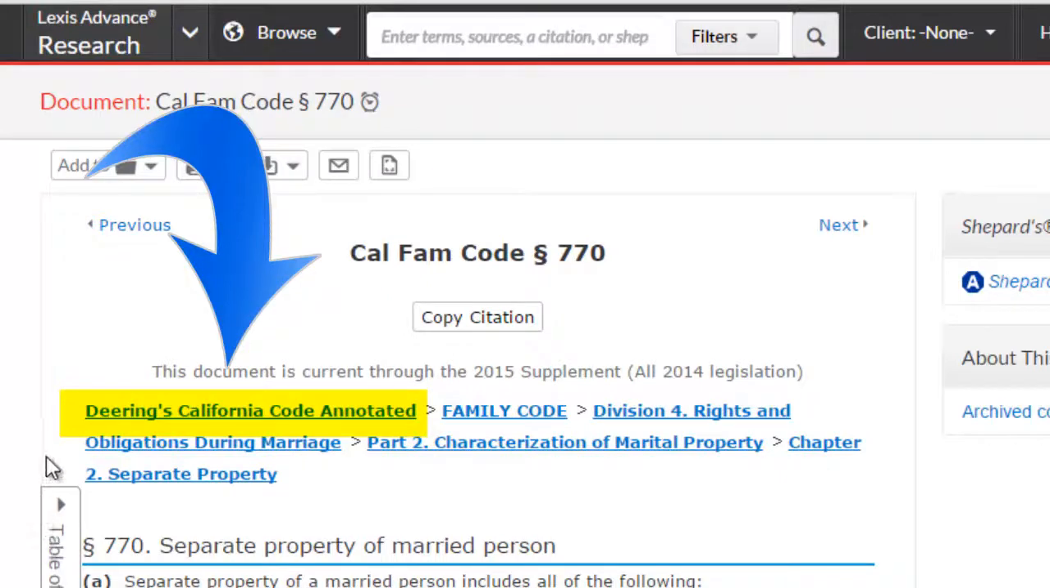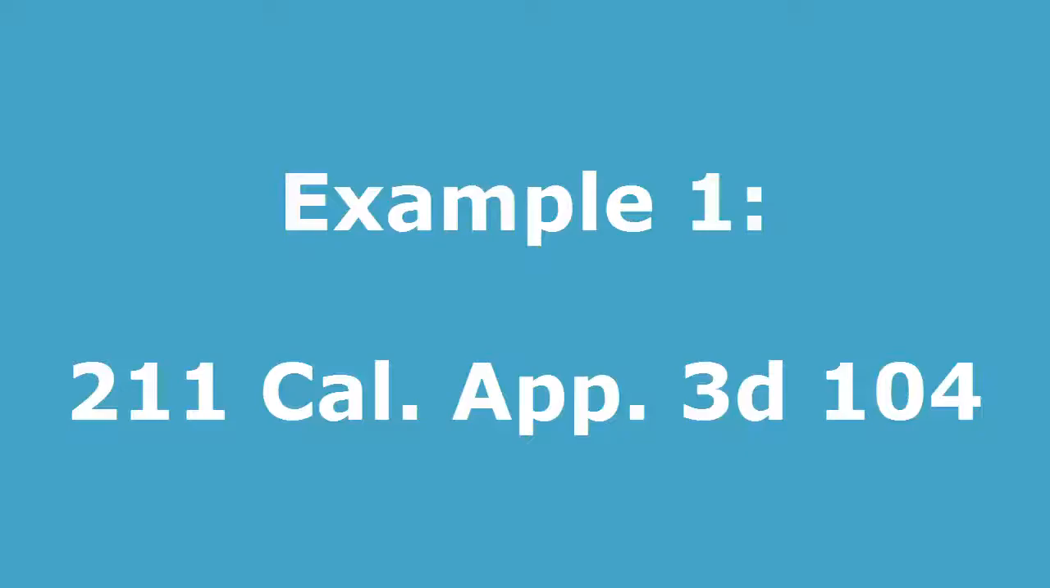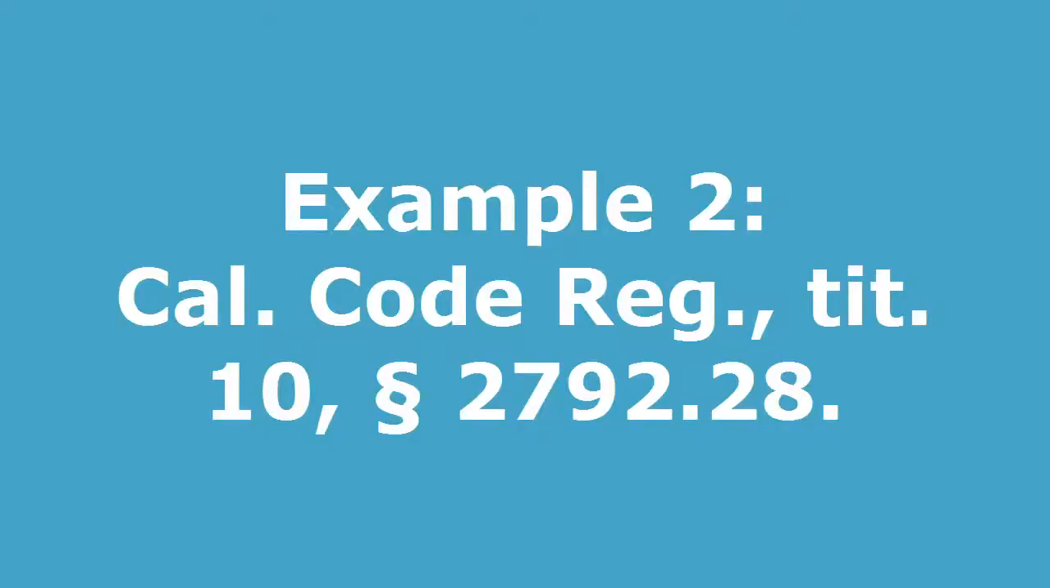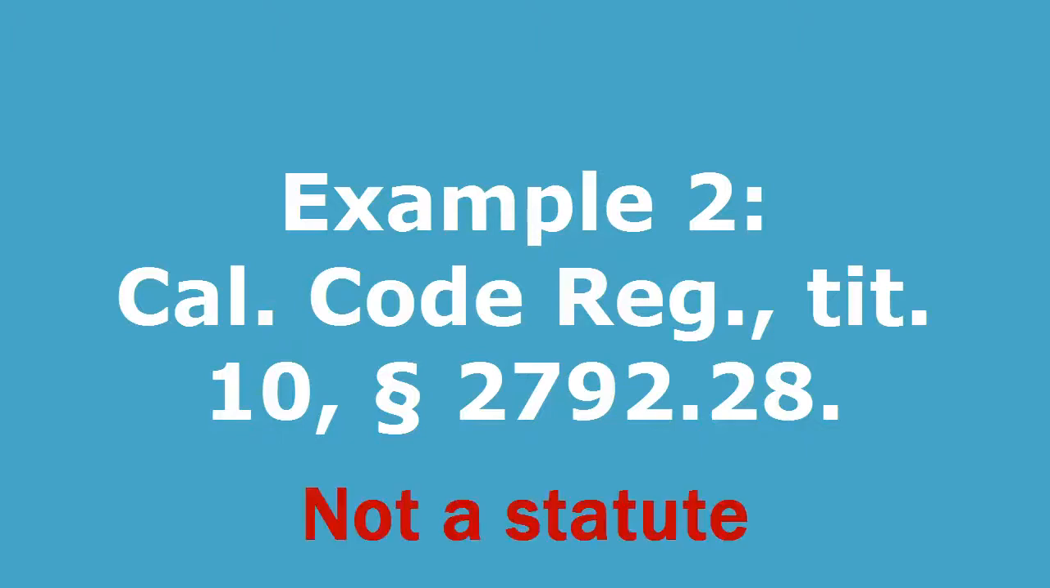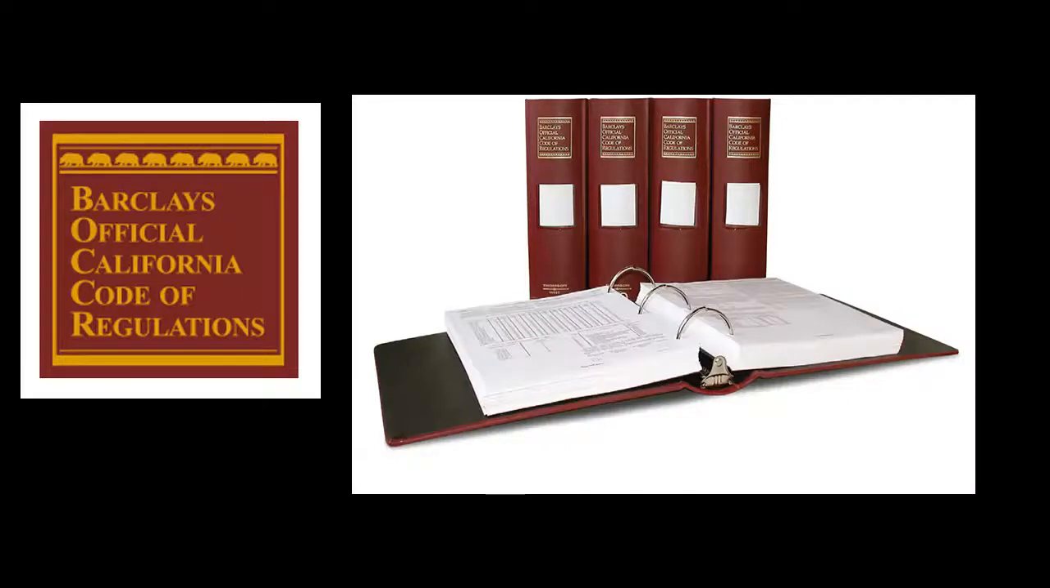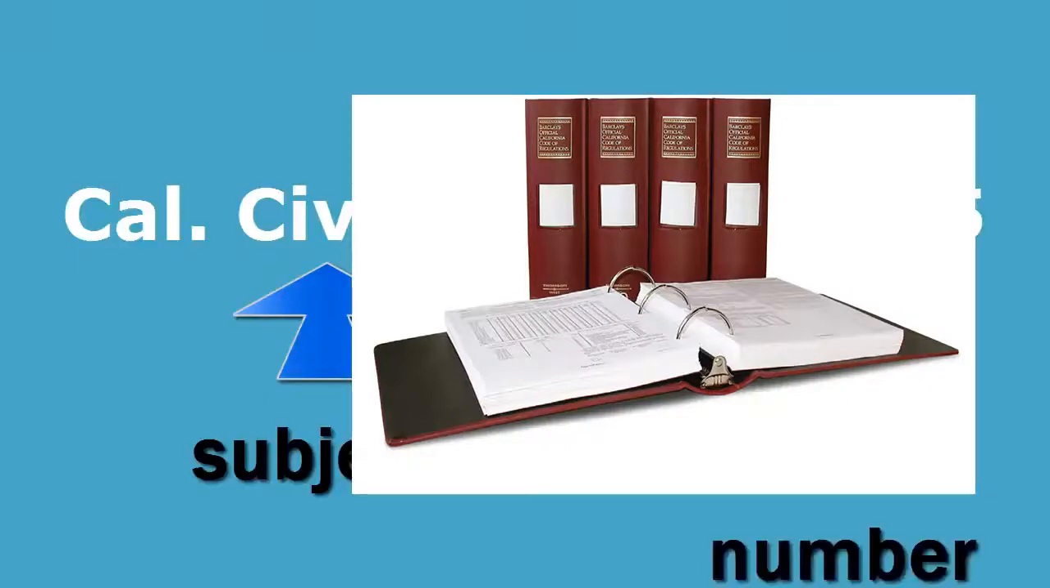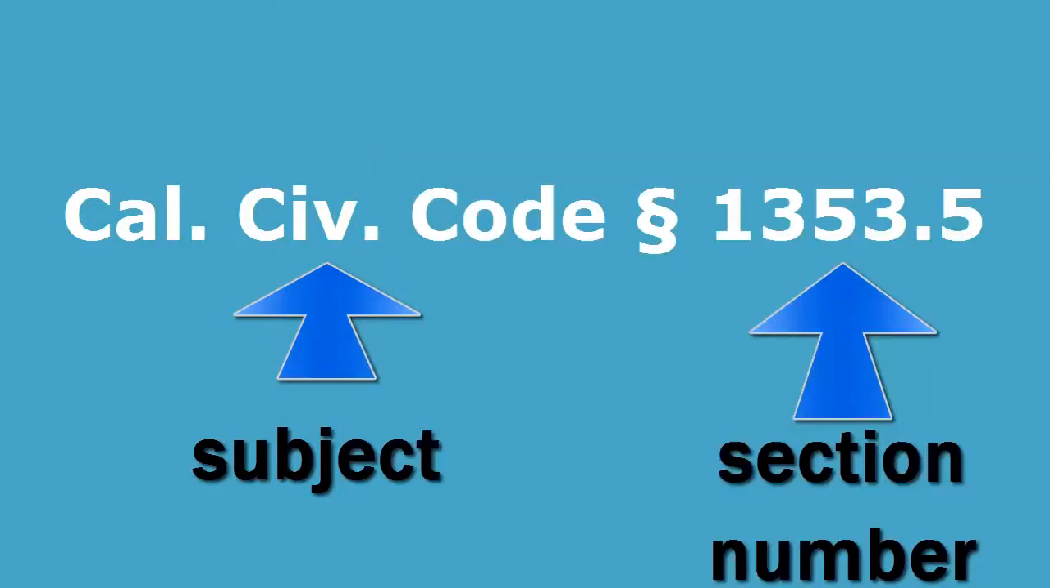If you start scrolling here, you're paging through the code sections and you can see other laws in the same area. Let's look at a few examples to practice. So, is this a statute? No, this is a case citation. So, is this a statute? No, this one's sort of tricky. It says CCR, that stands for California Code of Regulations, which is in fact the publication that publishes regulations and not statutes. Remember that California statutes will generally look like this.